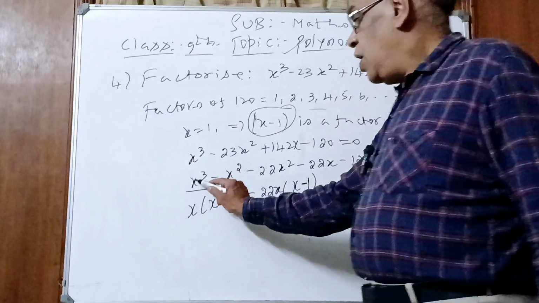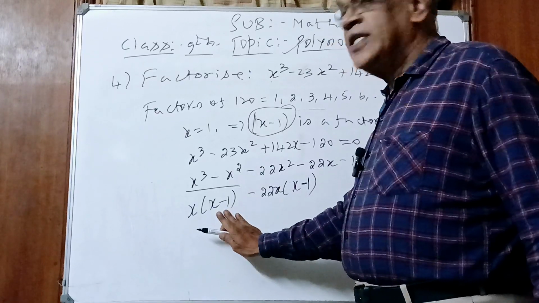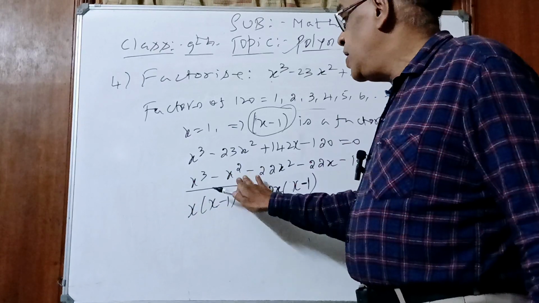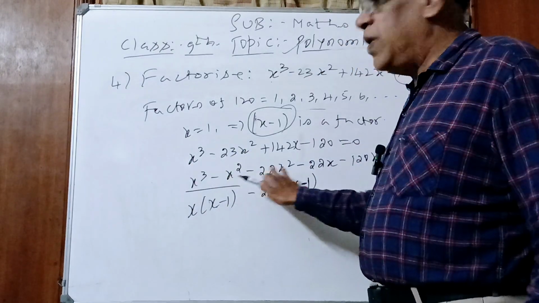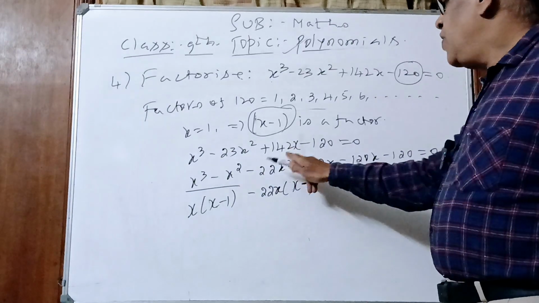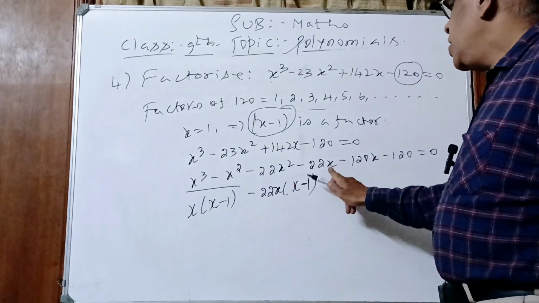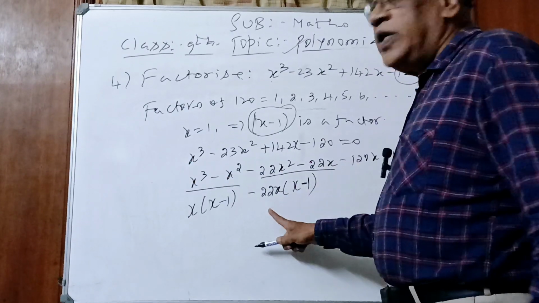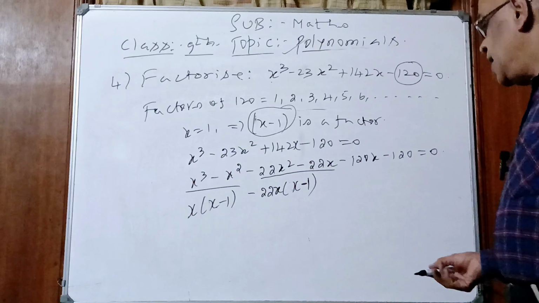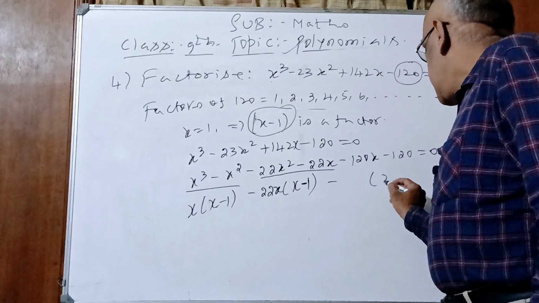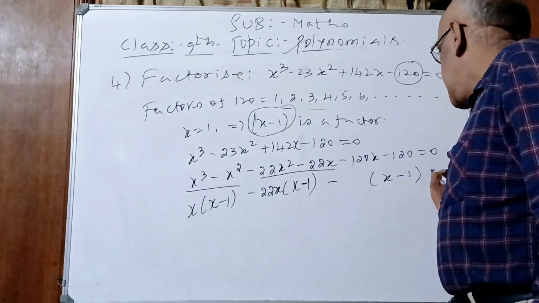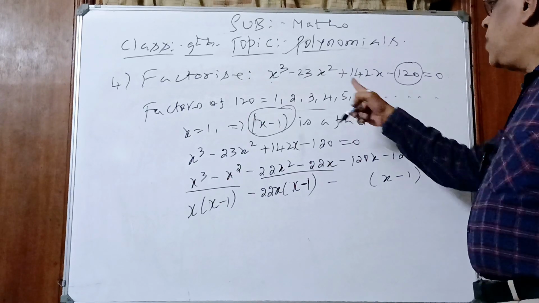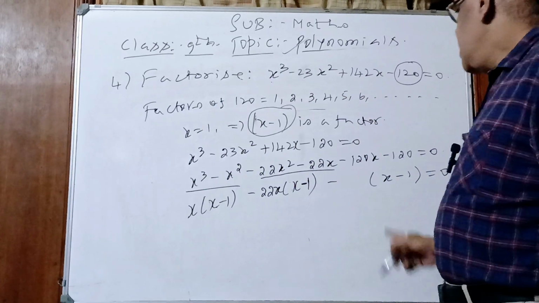I have written x cube. Along with that I have taken x square. Then I have taken x minus 1 as a factor. What will remain outside here? X. Along with x cube I have taken x square. How did I take? 23 I have split into 1 plus 22. Here I have written 142 as 22 and 120. So 22 goes with this 22. See here. What is the common factor here? 22x. X into x minus 1. Again, children, here what should I get? X minus 1 as the factor. I have written a mistake here: plus 142x.